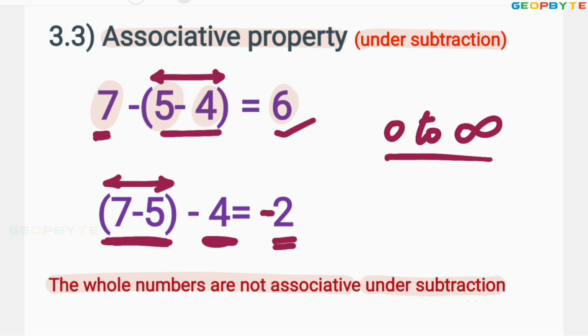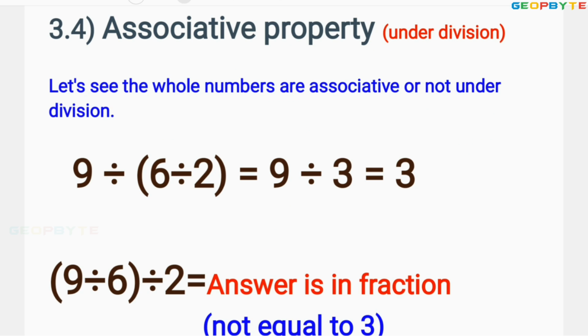Similarly, let us go for the associative property for division. Look at the associative property for division. I took 9 divided by 6 divided by 2. In this case, I took the bracket for 6 and 2. First, we have to divide the right 6 with 2. 6 by 2 is 3. Then 9 by 3 equal to 3. It is a whole number.